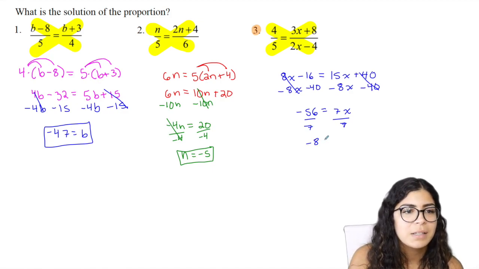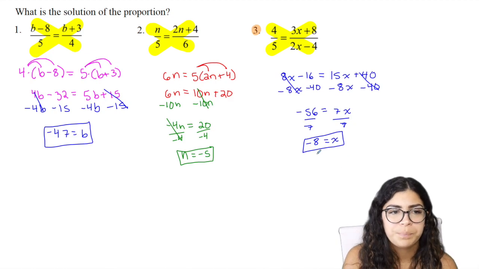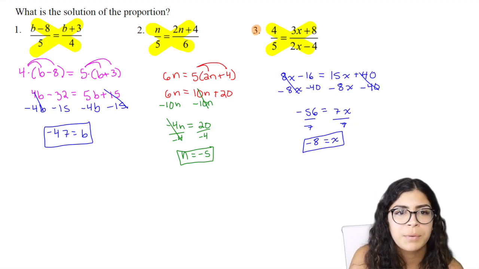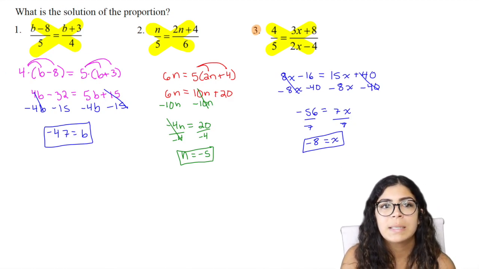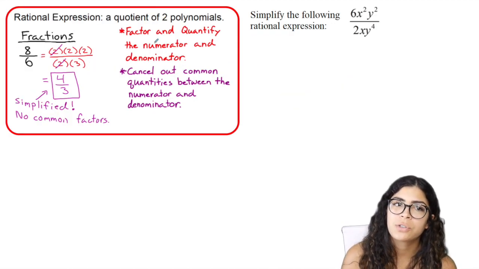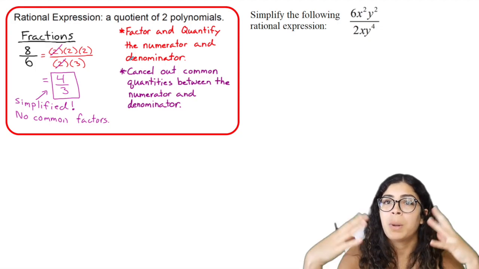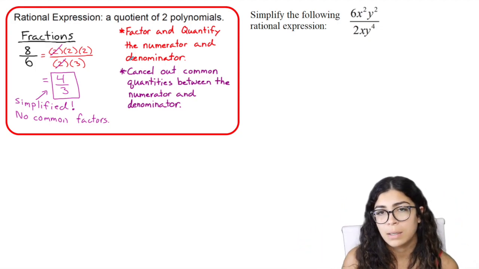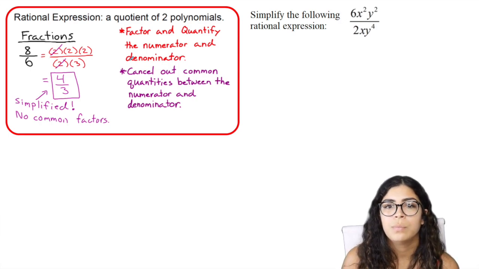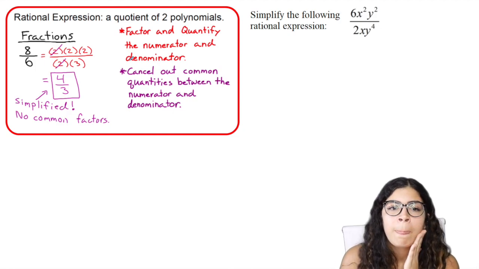Alrighty, let's move on to another type of problem. So another part of the review here is to simplify a rational expression. A rational expression is just basically a fraction that has a polynomial in the numerator and in the denominator. So you're looking at basically a fraction that has variables in it.